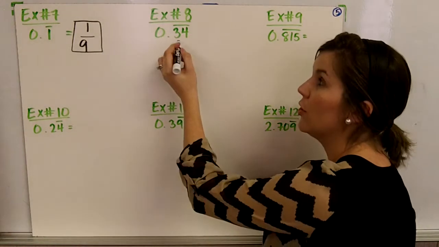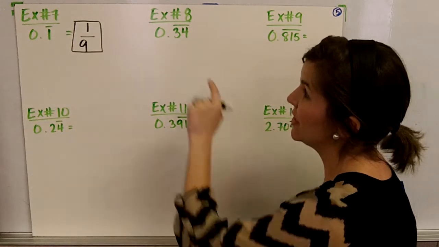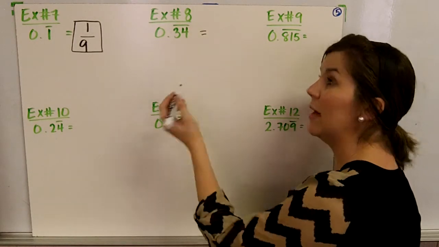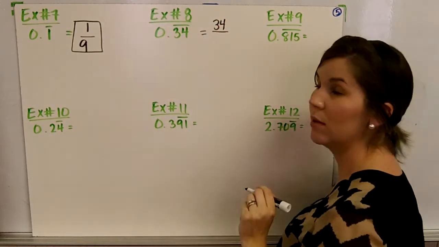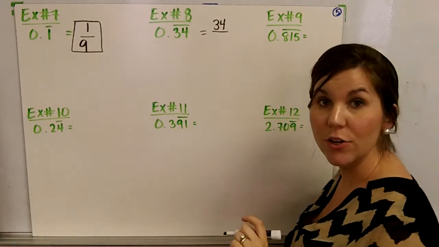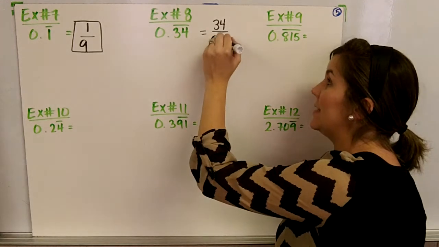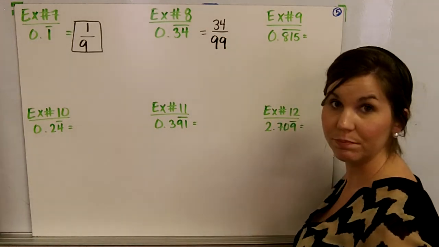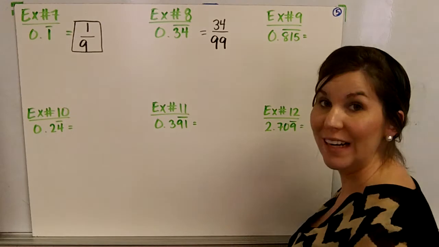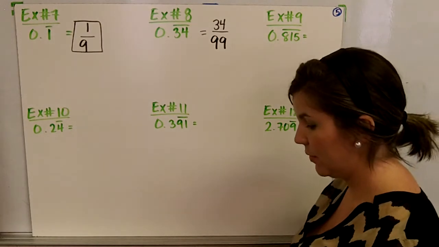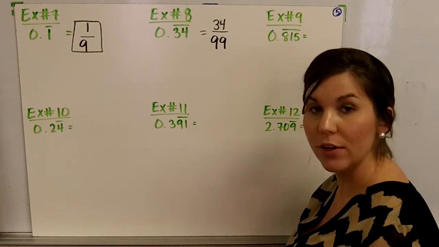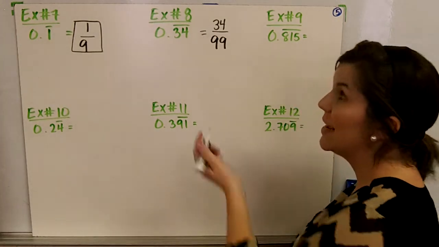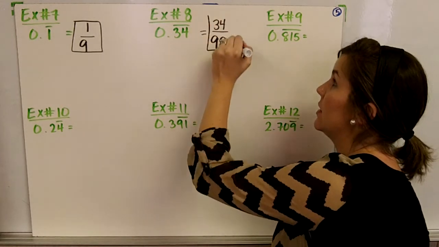Example number 8. 34 hundredths is repeating. So again, ignore the decimal and the bar. Write 34 in the top. There are 2 digits underneath the bar, so we put 2 9s in the bottom. 34 over 99. Now let's check to see, can we reduce this? So 34 divided by 99, type in your calculator, hit math, and then enter twice. And this one does not reduce either.